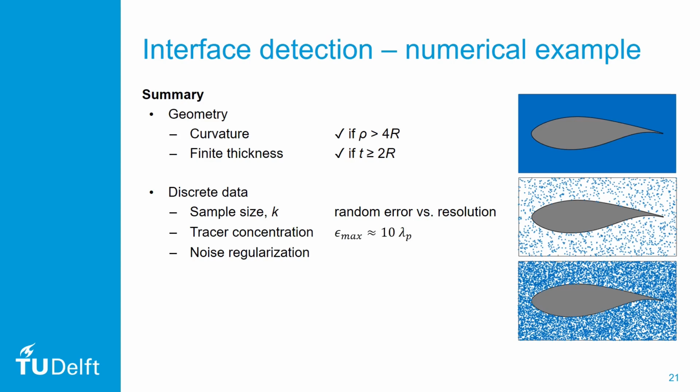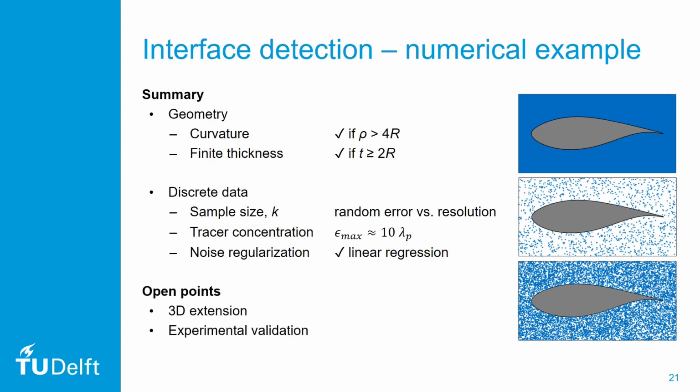And what we didn't see, but you will find this in the full paper, is that our error can be reduced by approximately 25% if we apply a linear regression to the centroid shift map. So what's left? Well, we want to extend the theory to 3D, and we also want to use a real experimental case to validate our model.